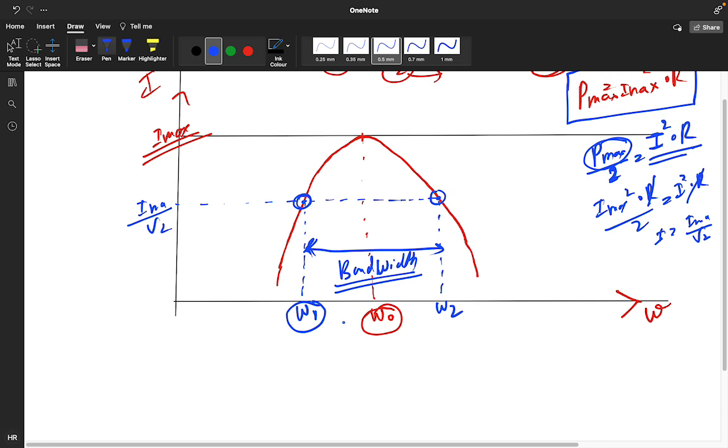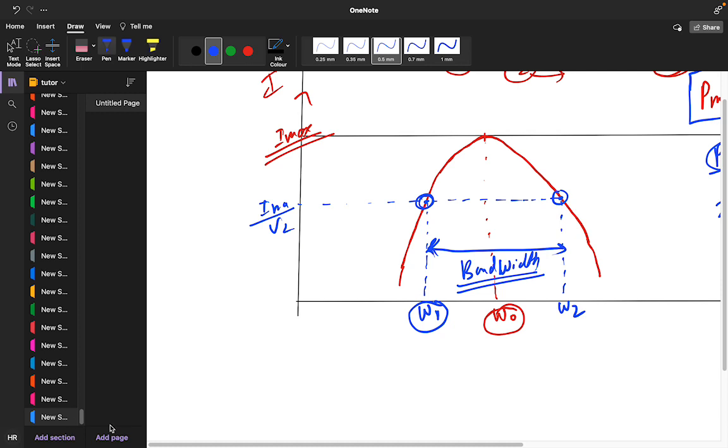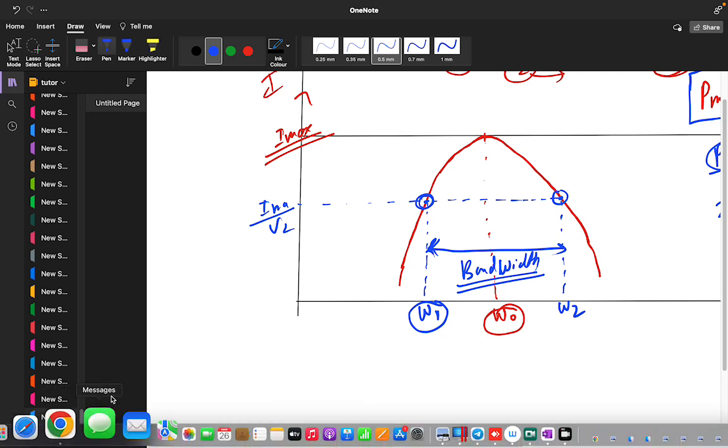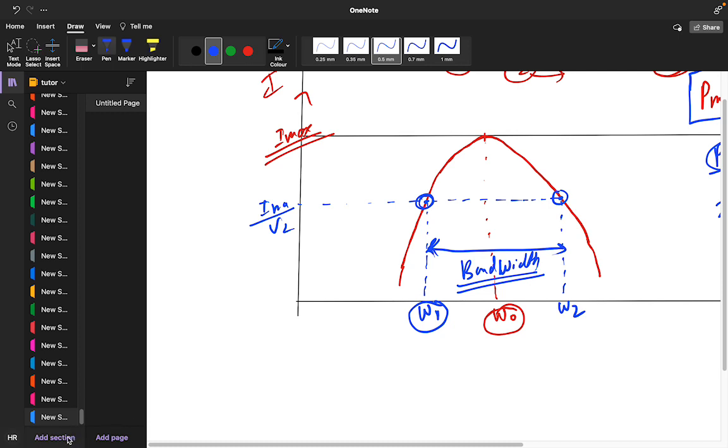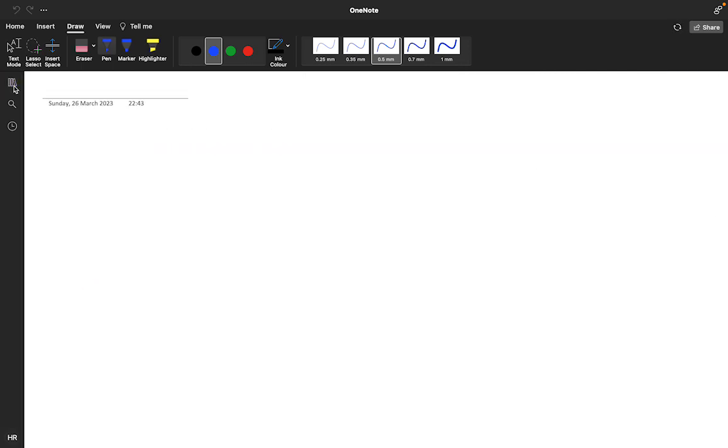How can you find this omega naught, omega 1 and omega 2? It's very easy. It's not very difficult. We got a relation. What relation we got? I is equal to I max by root 2, right?